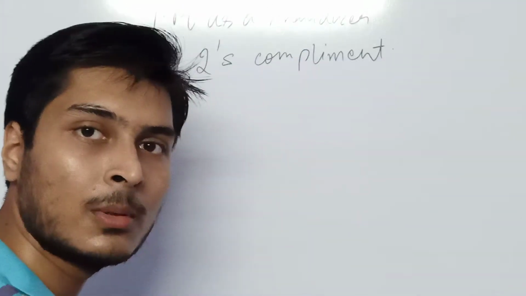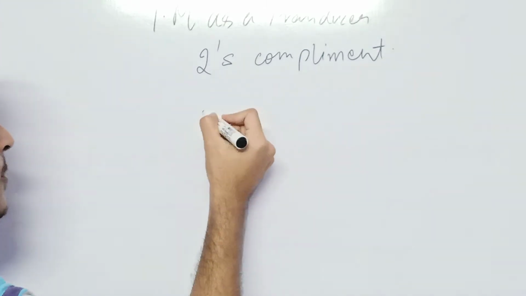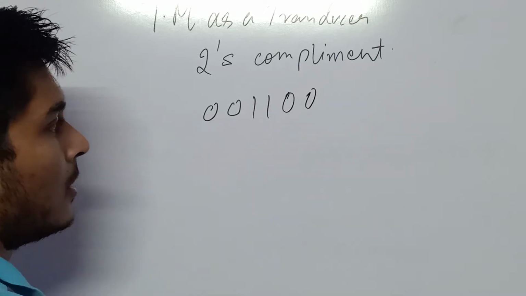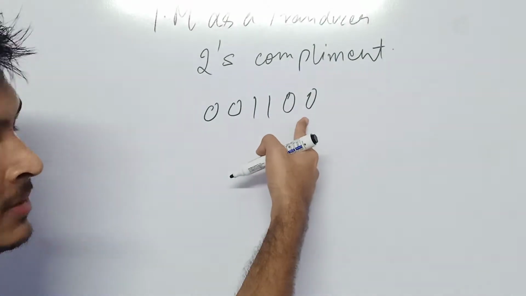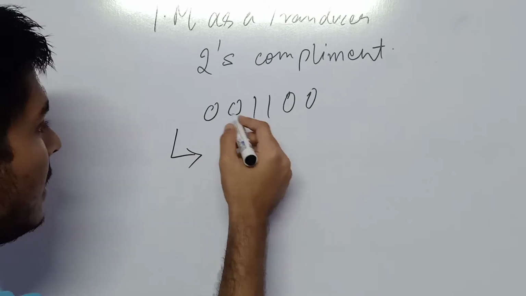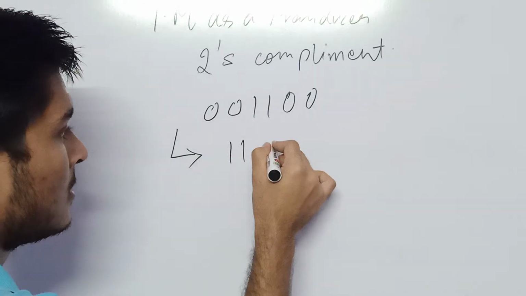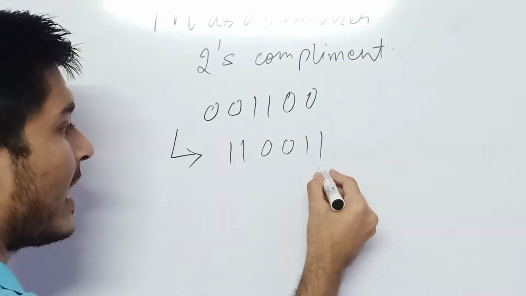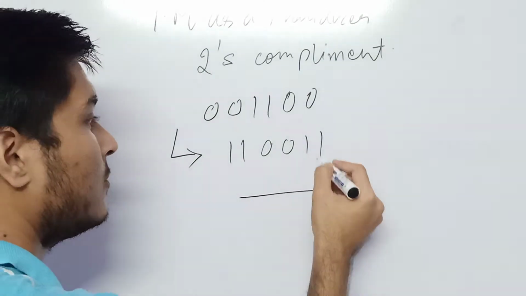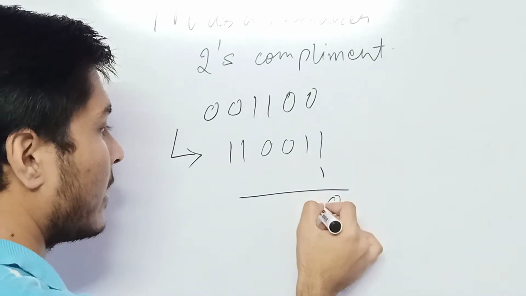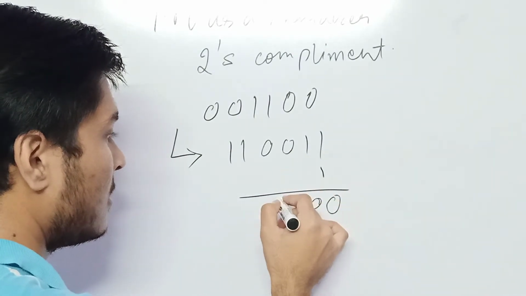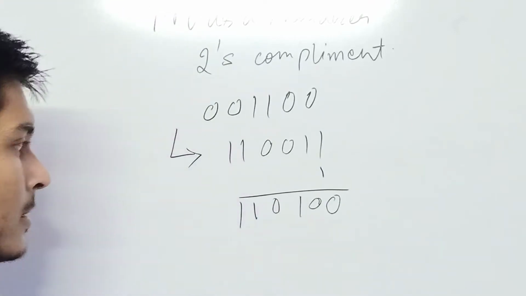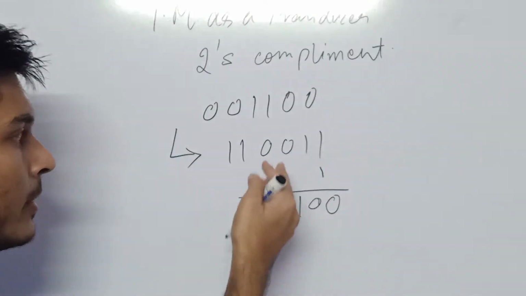Now what is 2's complement? Suppose the number given is 0, 0, 1, 1, 0, 0. Now how to determine the 2's complement of this number? We just take this number and we do the 1's complement, like 1, 1, 0, 0, 1, 1, which is the 1's complement, and then we add 1 here, which would give me the result as 0, 0, 1, 1, 0, 1, 1, right? That's the 2's complement.